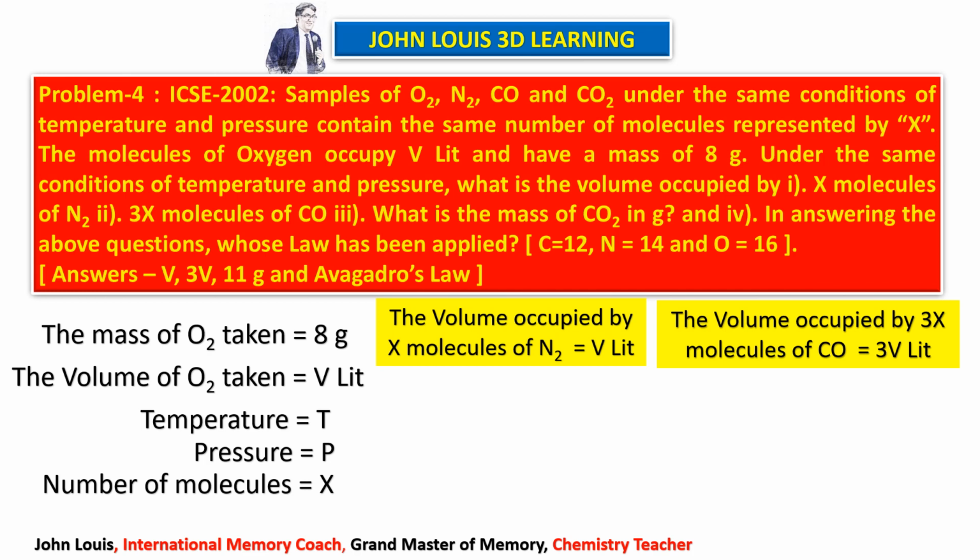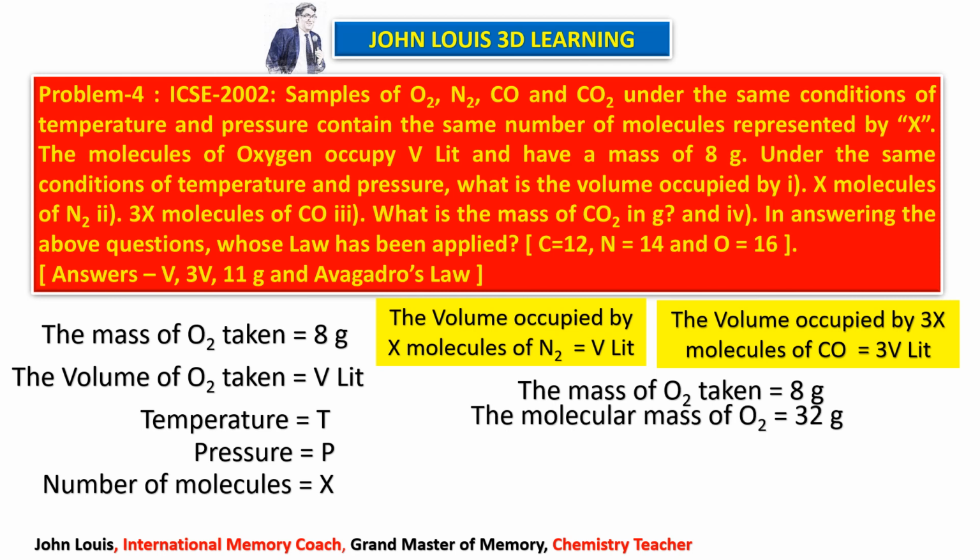Okay, what is the third one? What is the mass of carbon dioxide in grams? They are asking mass. Therefore, we need to find out the number of moles of oxygen and the number of moles of carbon dioxide. So, what is the mass of oxygen taken? 8 grams. What is the molecular mass of oxygen? We know the atomic weight of oxygen is 16. There are 2 oxygen atoms here. Therefore, 16 into 2 will be 32 grams. The molecular mass of oxygen will be equal to 32 grams.